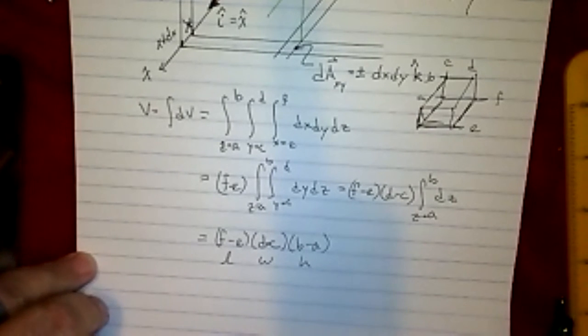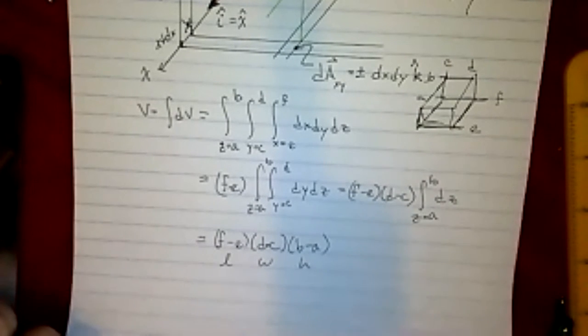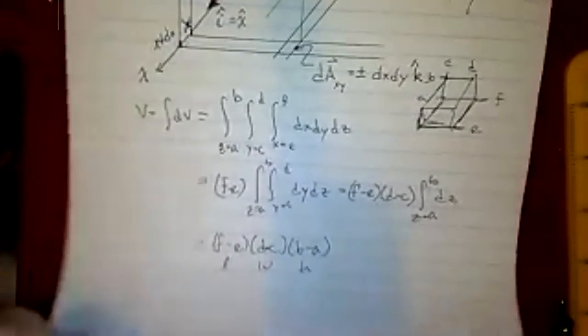You haven't actually seen a use for the unit vectors being on the dA's yet, but that will come with your physics and our calculus courses. So that's the end for Cartesian coordinates. The next video will be on cylindrical coordinates.